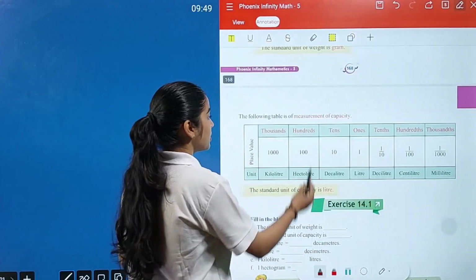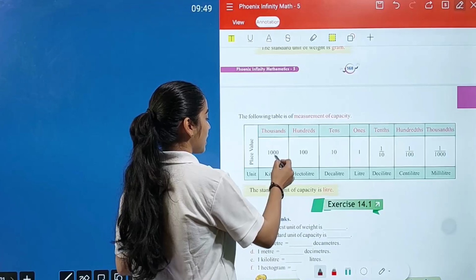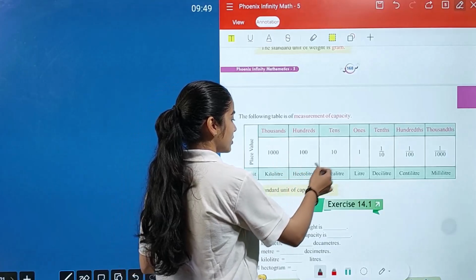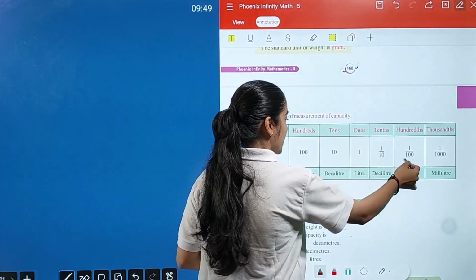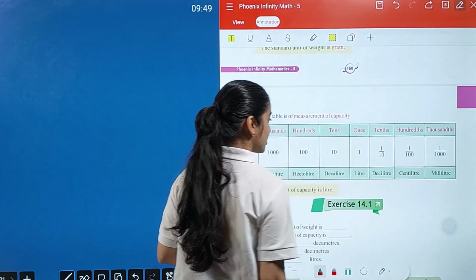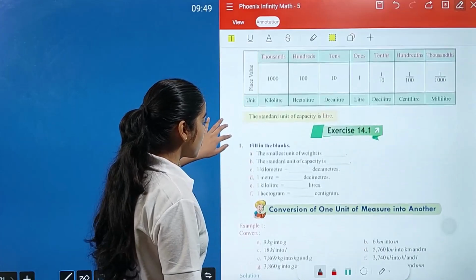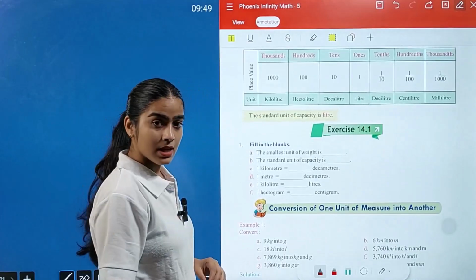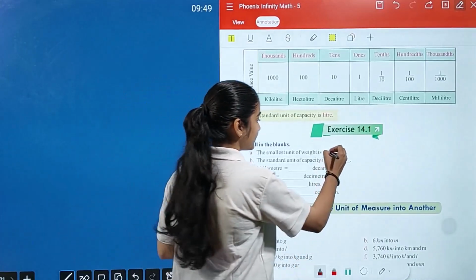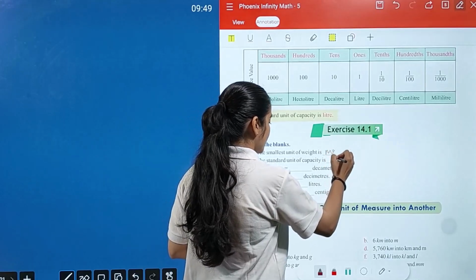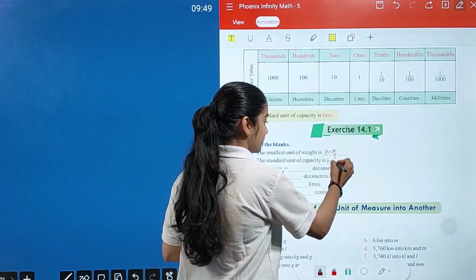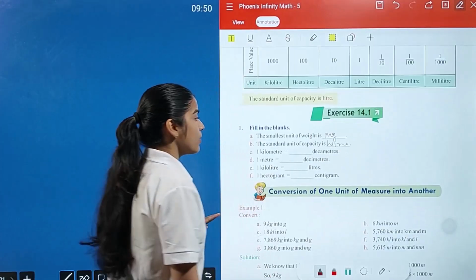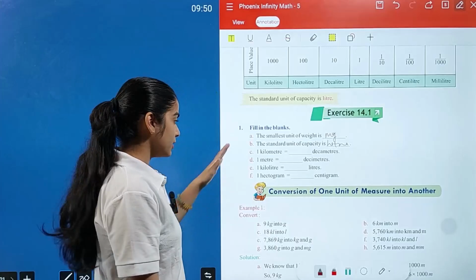The following table is the measurement of capacity. Kiloliter is 1000, hecto for 100, deca for 10, 1 liter, 1 by 10 deciliter, 1 by 100 centiliter and 1 by 1000 is milliliter. The smallest unit of weight is milligram, mg. The standard unit of capacity is liter. Similarly, you have to answer the rest of the questions you have in this part.